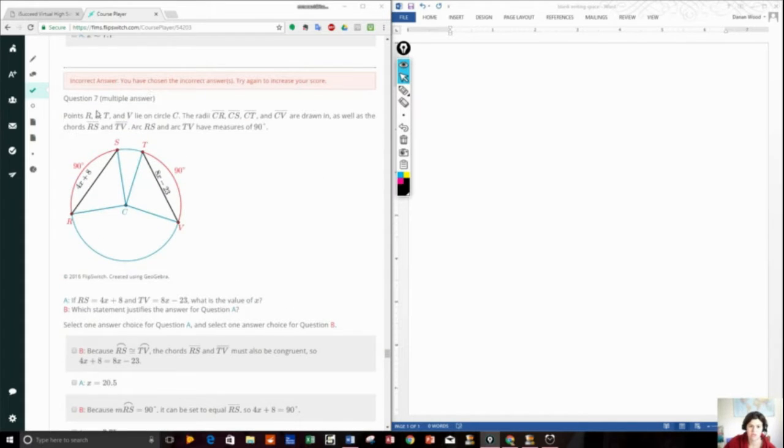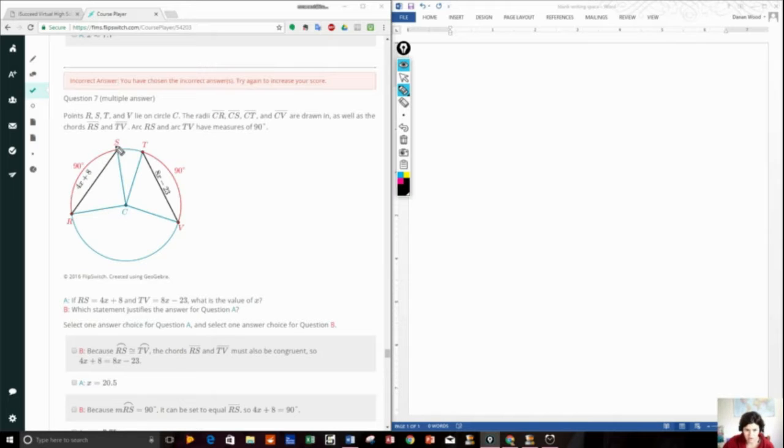Alright, question 7. Points R, S, T, and V lie on circle C. The radii CR, CS, CT, and CV are drawn in, as well as the chords RS and TV. Arc RS and arc TV have measures of 90 degrees. Okay. So if RS, this chord, is equal to 4x plus 8, and TV, that's the chord, is equal to 8x minus 23, what is the value of x? And then which statement justifies the answer for question A?